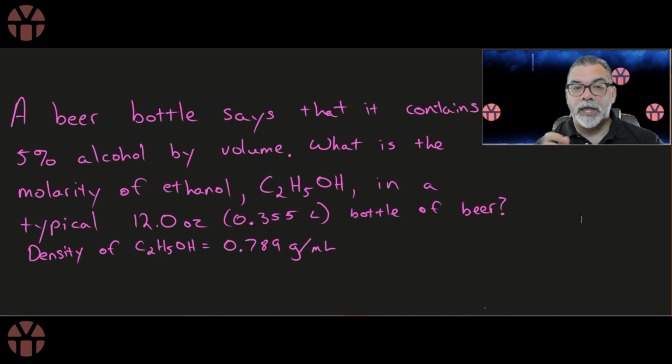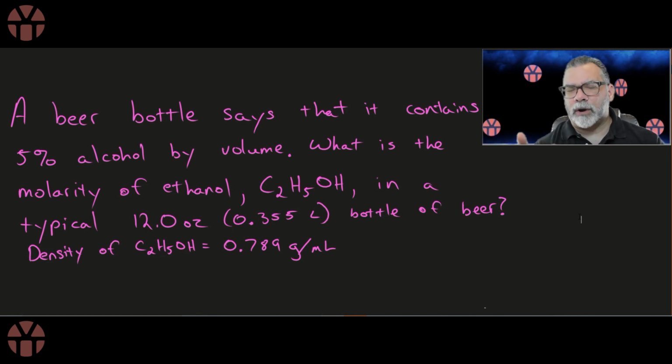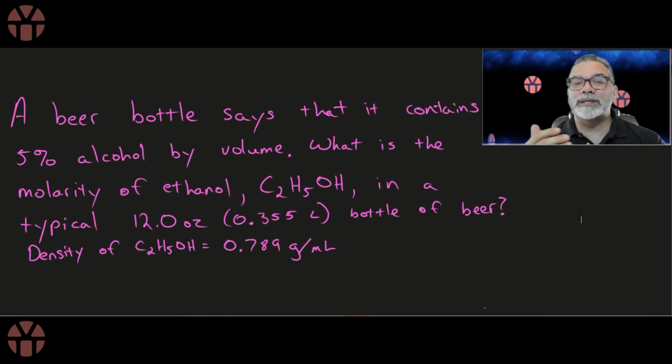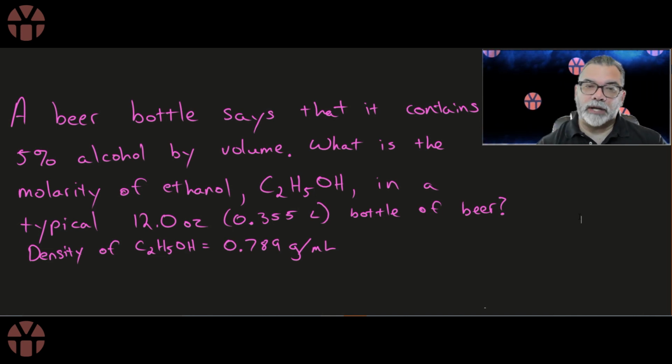bottle of beer? Now, the density of ethanol, usually around 25 degrees Celsius, is going to be 0.789 grams per milliliter, okay? So, again, take a moment, write the question down.